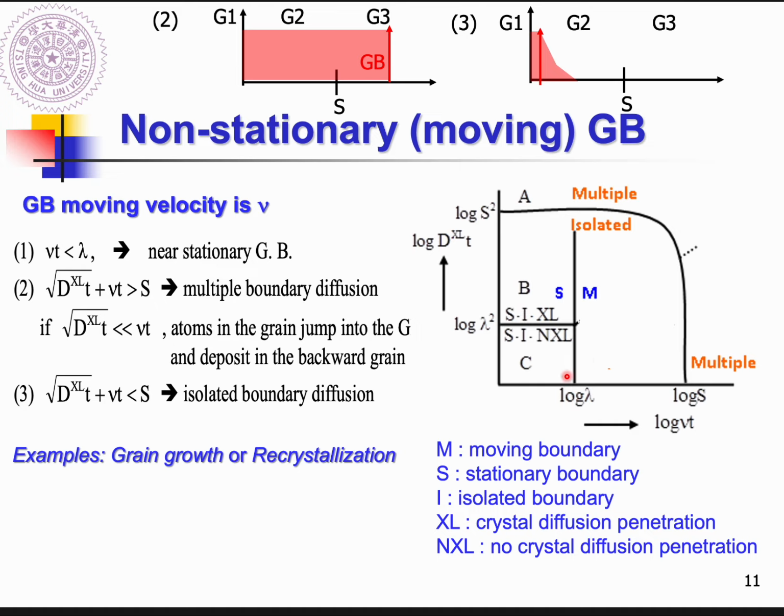in the stationary grain boundary, the border line to separate region B and C will be a horizontal line. But here, we find the boundary line will turn out like this to separate the crystal diffusion penetration or non-crystal penetration. This border line is a straight line. So I want to demonstrate or derive why the border line is a straight line and what the slope of this straight line is. So I'm going to use the following slide to show how to get this border line.